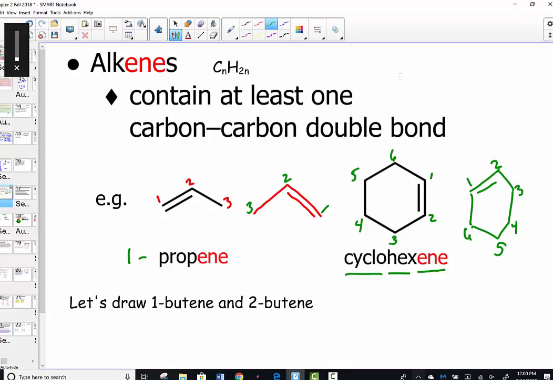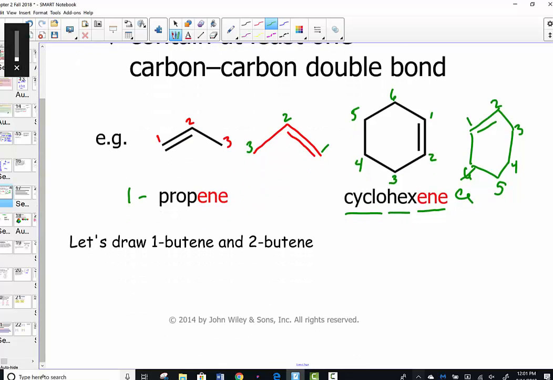It will matter if we have something else hanging on it, like a chlorine. I do have to know how to number it so that I get those numbers in the lowest order possible when we practice naming.